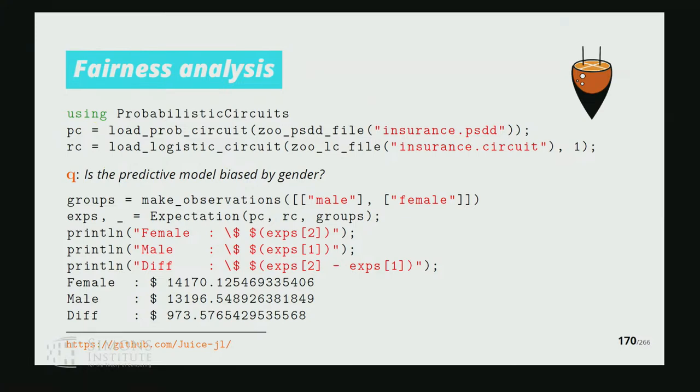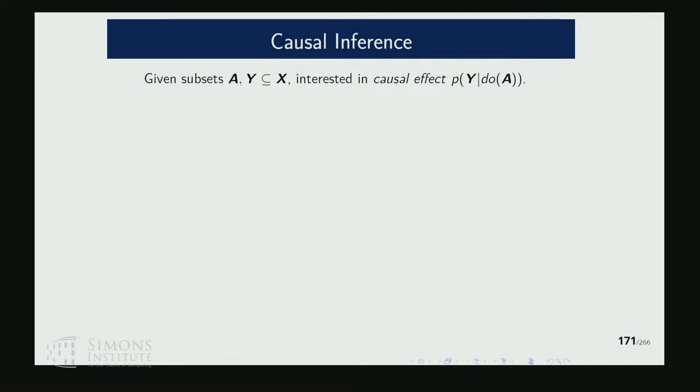One last thing people talk a lot about in machine learning is whether these models are biased, whether these models are fair. Some of the simplest notions of fairness that people have defined essentially turn into an expectation problem, comparing expected values for different demographic groups, which you can also compute easily with circuits.